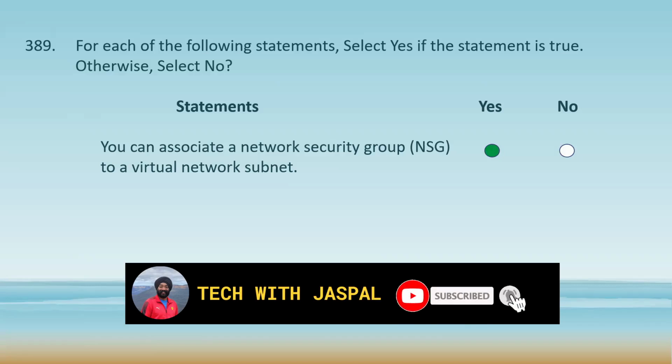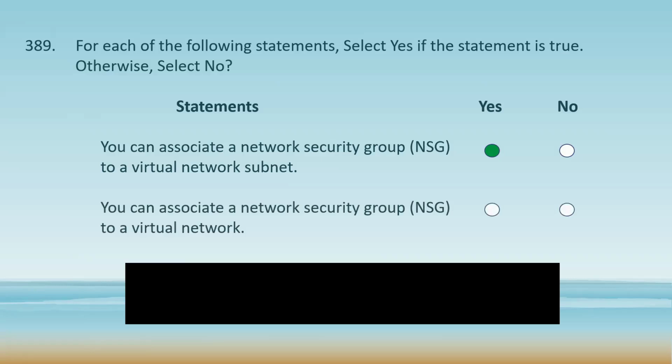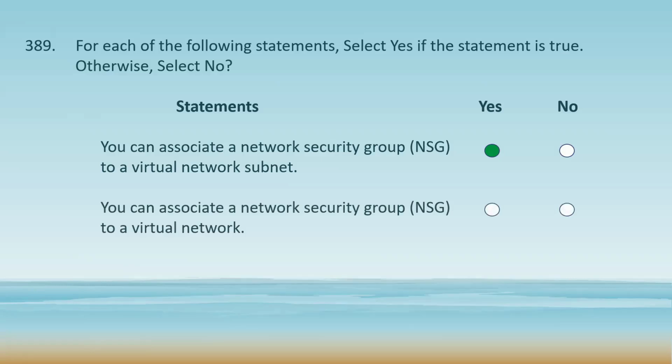And the next statement is you can associate a network security group to a virtual network. Friends, you can't directly associate a network security group to a virtual network in Microsoft Azure. Instead, you associate NSG with subnets within a virtual network, which is what we validated in the previous statement.